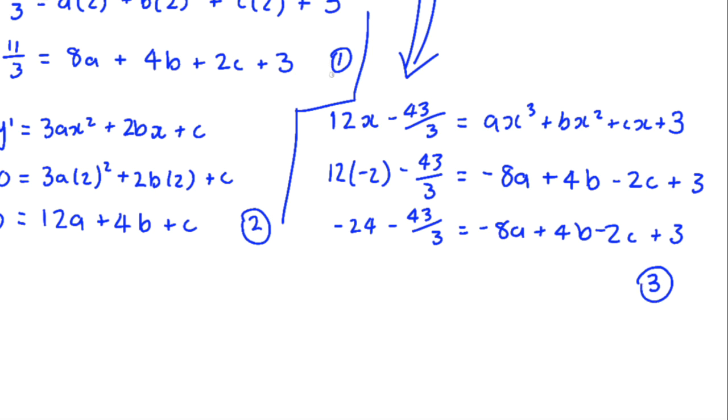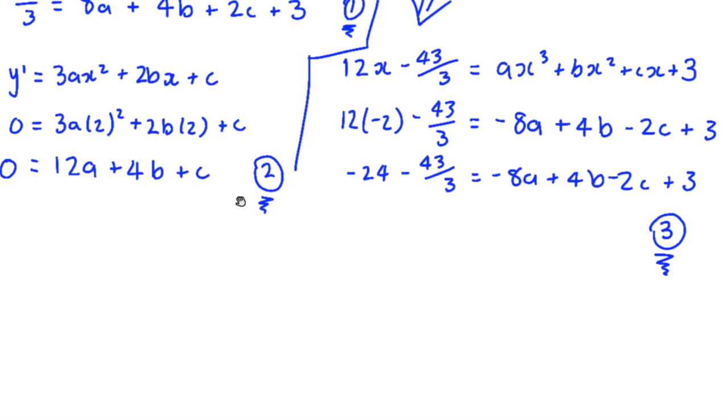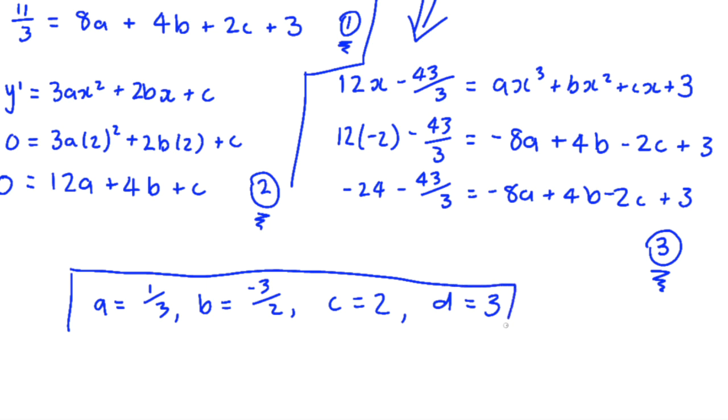So now we've got 3 equations with 3 unknowns. I did this before, and I haven't got an app for the CAS on here, so you're going to have to take my word for it that if you put those three equations into your CAS and solve for a, b and c, you will get a equals 1/3, b equals negative 3 on 2, c equals 2, and d equals 3. Well, we knew d equals 3 from the start. So those are our answers.